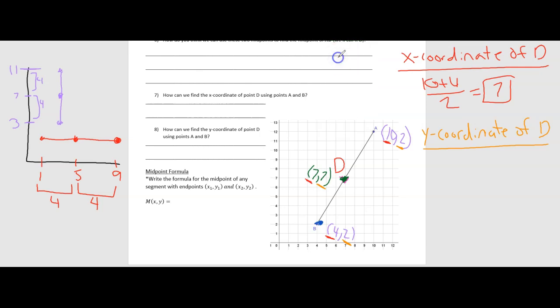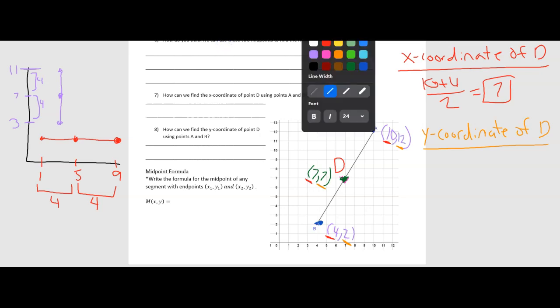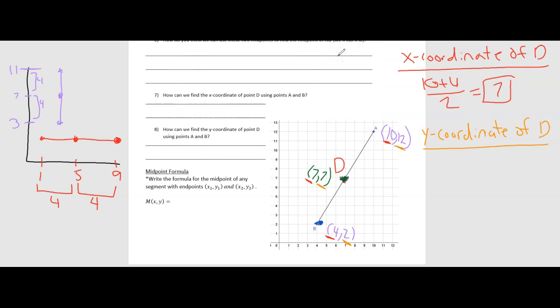Now let's see if the same process works for my y-coordinate. Oops. Just realized I made a mistake there. This was 10, 12, not 10, 2. Hopefully I said it correctly. I just wrote it incorrectly. So I'm working with 12 and 2. So 12 plus 2 divided by 2. Well, that gives me 14 divided by 2 as well, which gives me 7.